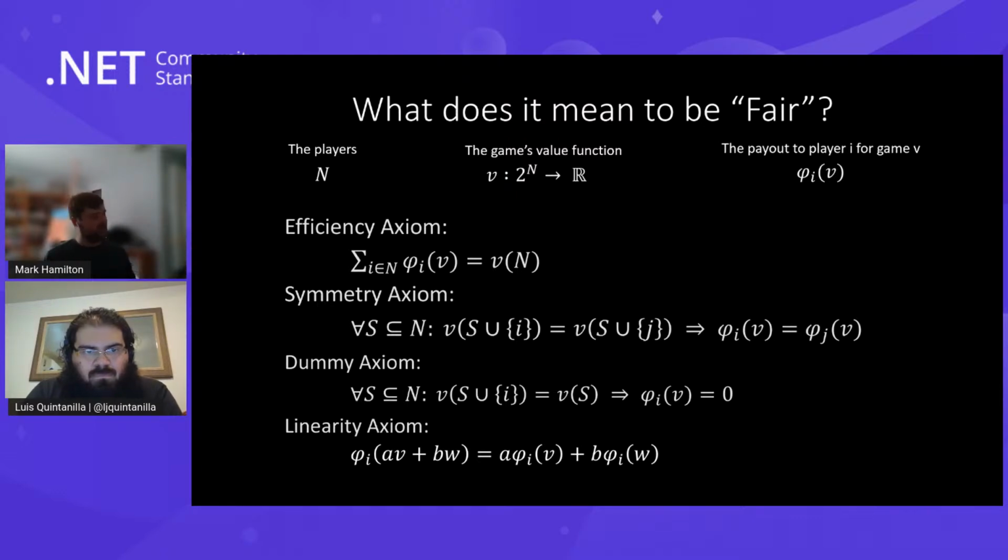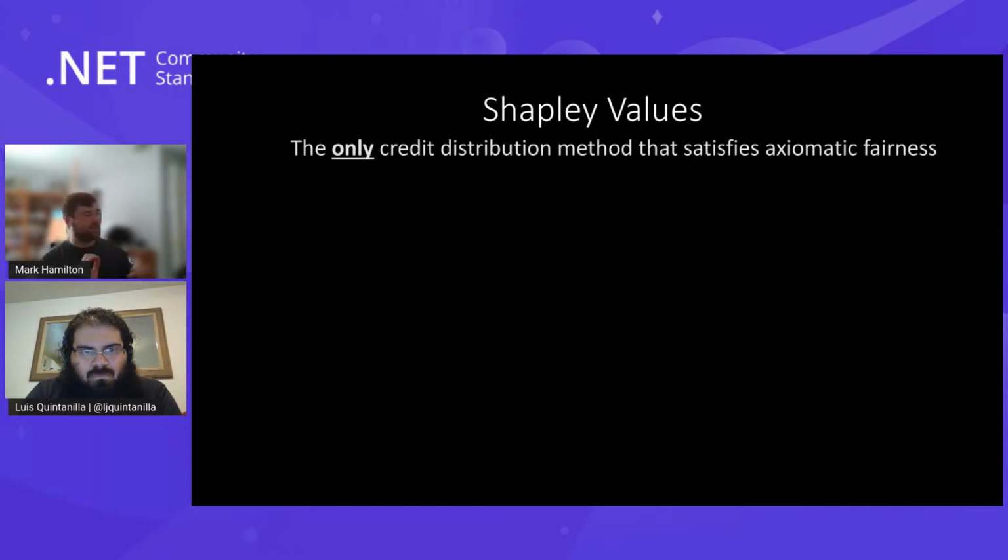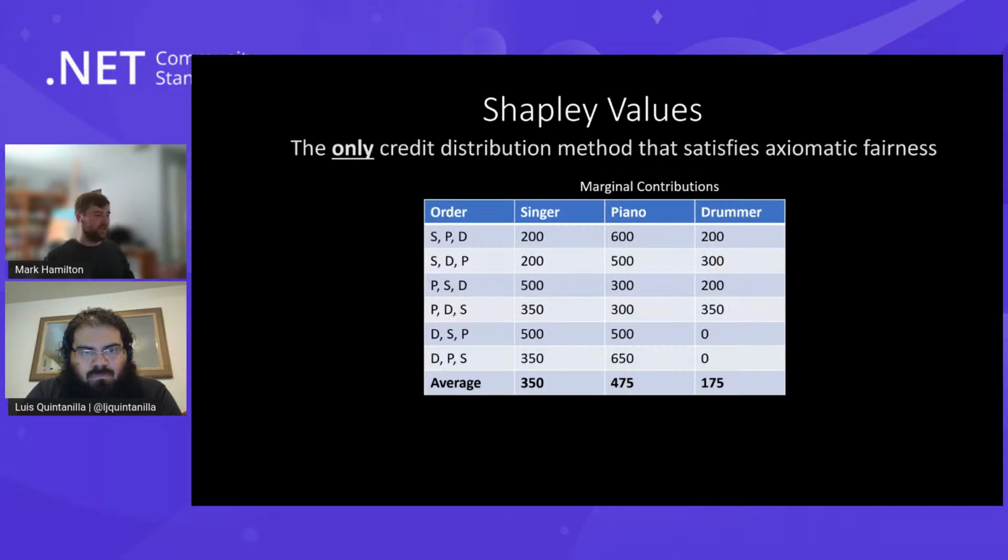And what's surprising is that these four axioms that are very reasonable for how we should pay players fairly completely specify one unique way to pay players called the Shapley value. And this very particular game theoretic quantity is sort of the fair payout to all the players. And you can compute this by looking at all the different ways you could have formed the jazz band, all the different orderings like singer, piano, drummer, singer, drummer, piano, looking at the marginal contributions of these players, and averaging them up over the entire ways you can have formed this jazz band.